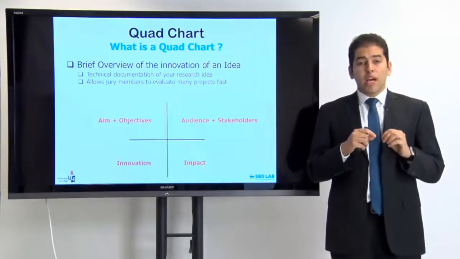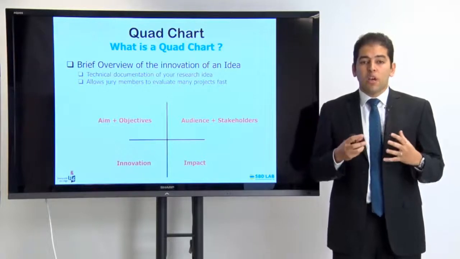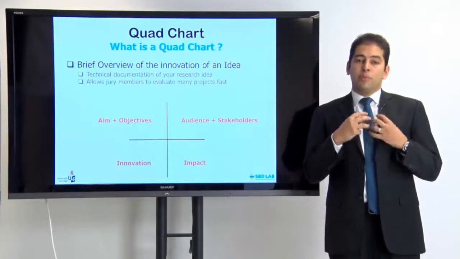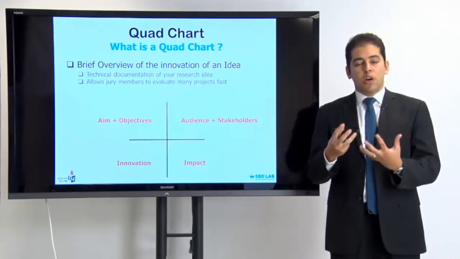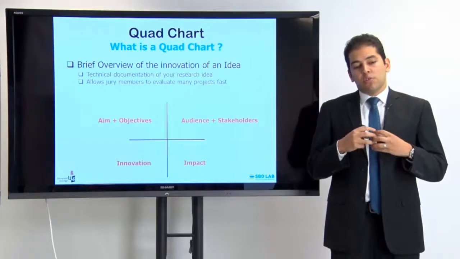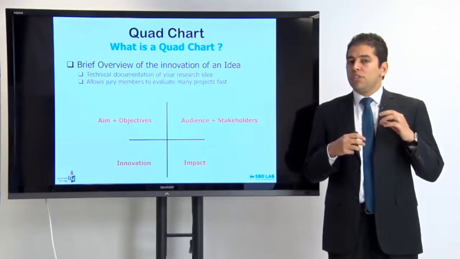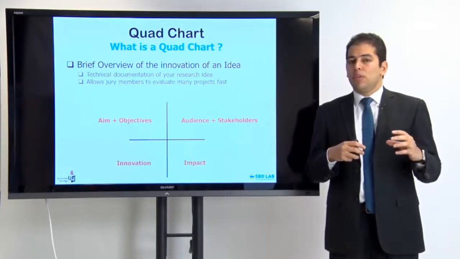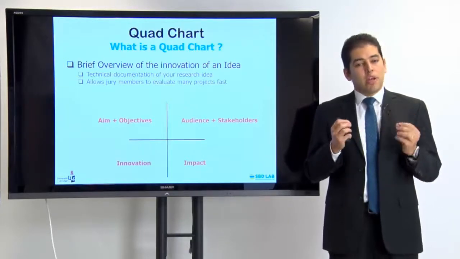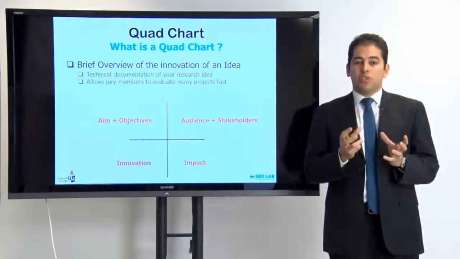At the same time, the quad chart is one of the requirements for many funding grants when you're writing a proposal for the European Union or for other funding agencies. It's very important to think that reviewers will not read a very long manuscript of 25 or even sometimes 30 pages. Sometimes what they would like to do in the beginning is just look at a quad chart.